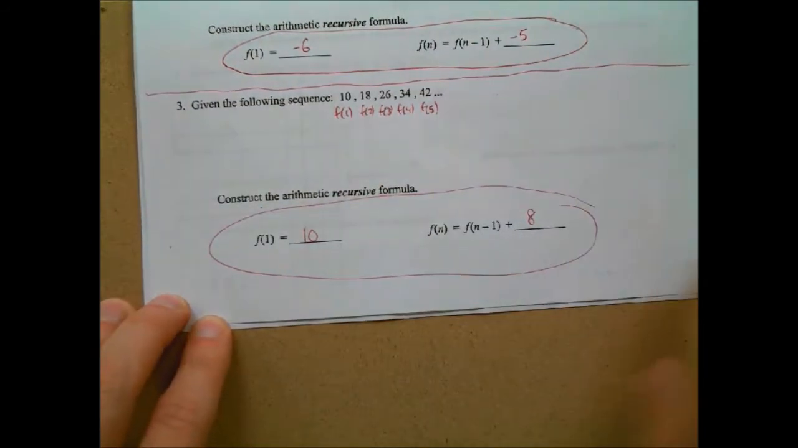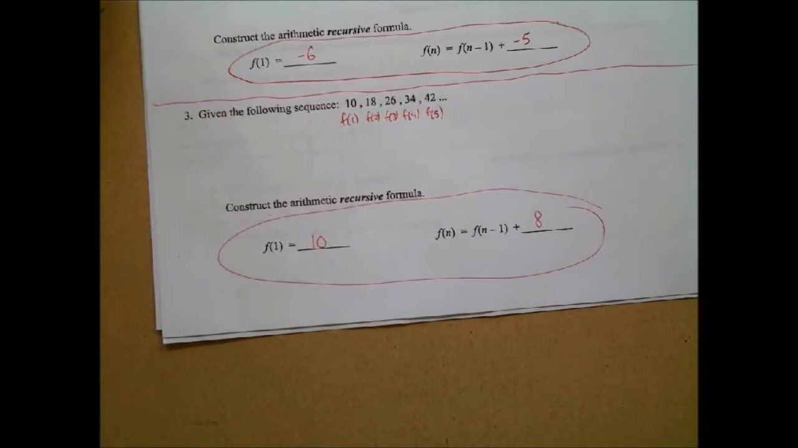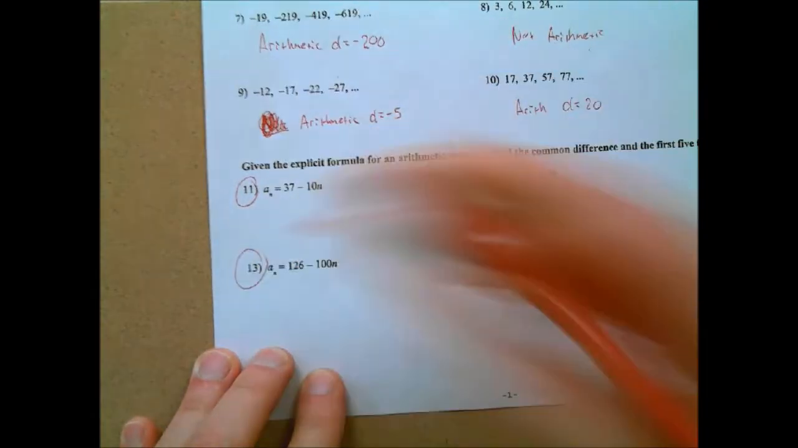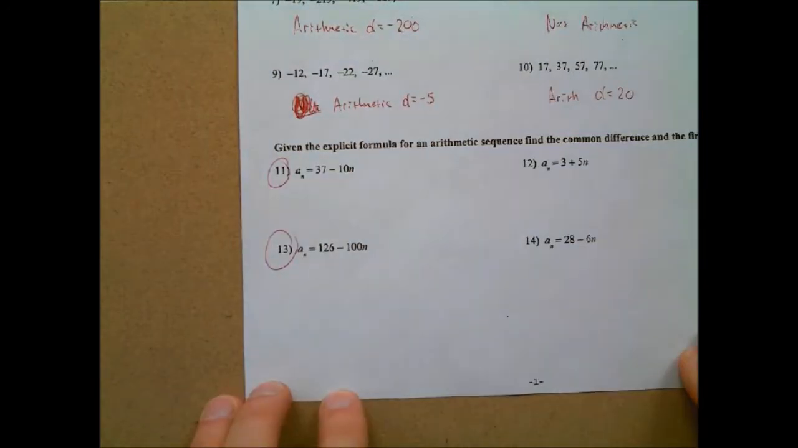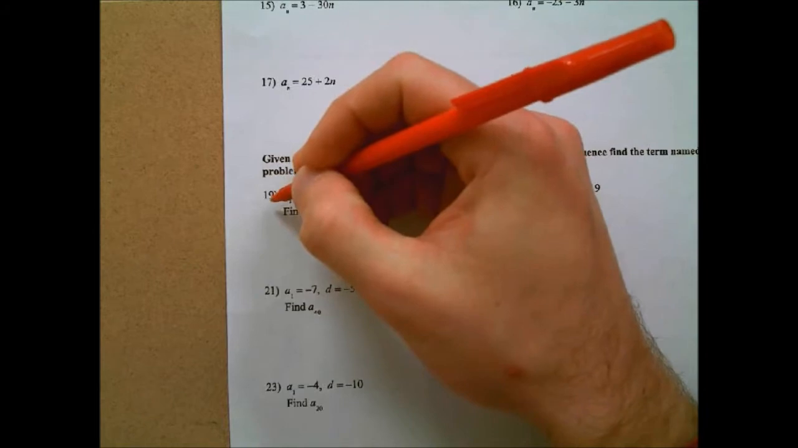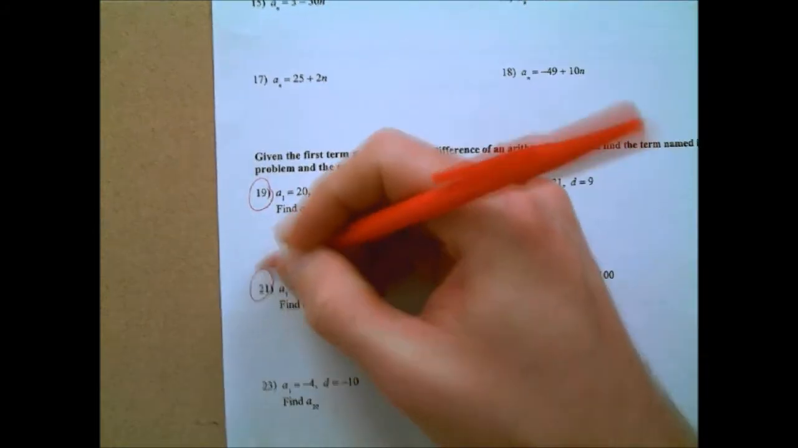Okay? So, your assignment. Get that paper out from last night, please. Are we doing the even? So, no, what I'm going to have you do is 11, 13. Okay, 11, 13. Turn the paper over. And then 19, 21. Okay, so 11, 13, 19, and 21.